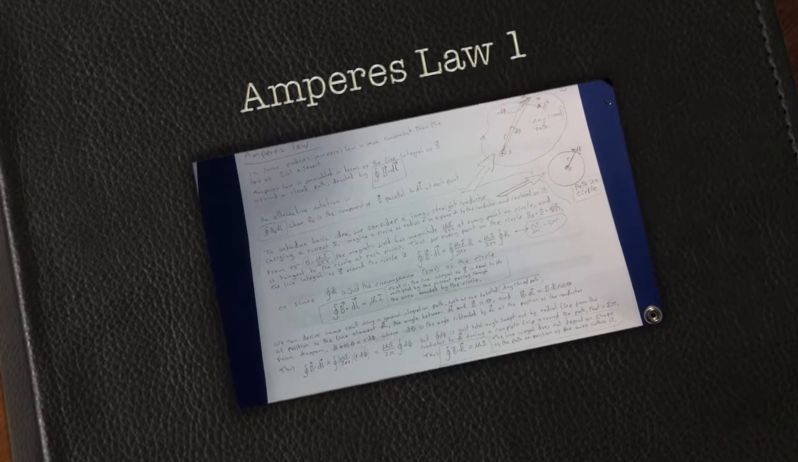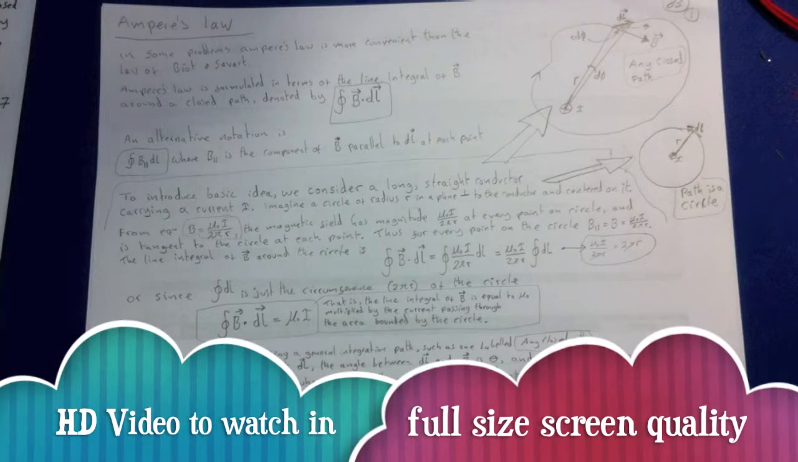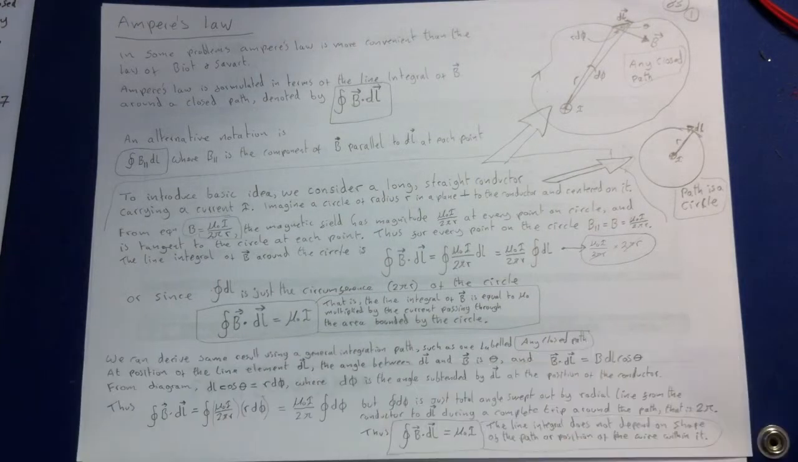Ampere's law provides an alternative formulation of the relation between a magnetic field and its sources. In some problems it is more convenient than the law of Biot and Savart. The role of Ampere's law for magnetic fields is analogous to that of Gauss's law for electric fields, which we studied before. Recall that Gauss's law relates the integral of the normal component of electric field over a closed surface to the total electric charge enclosed by that surface.